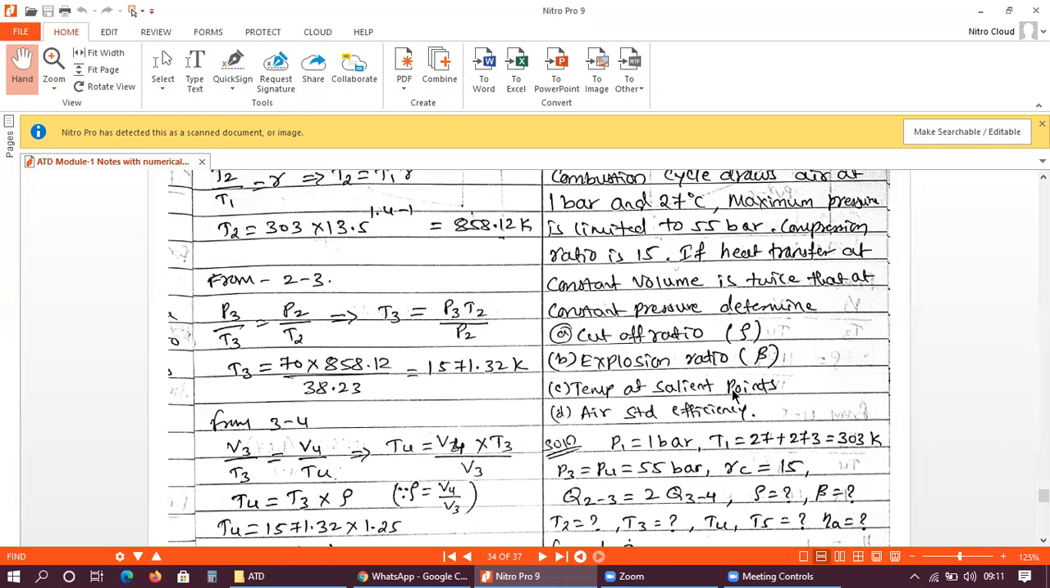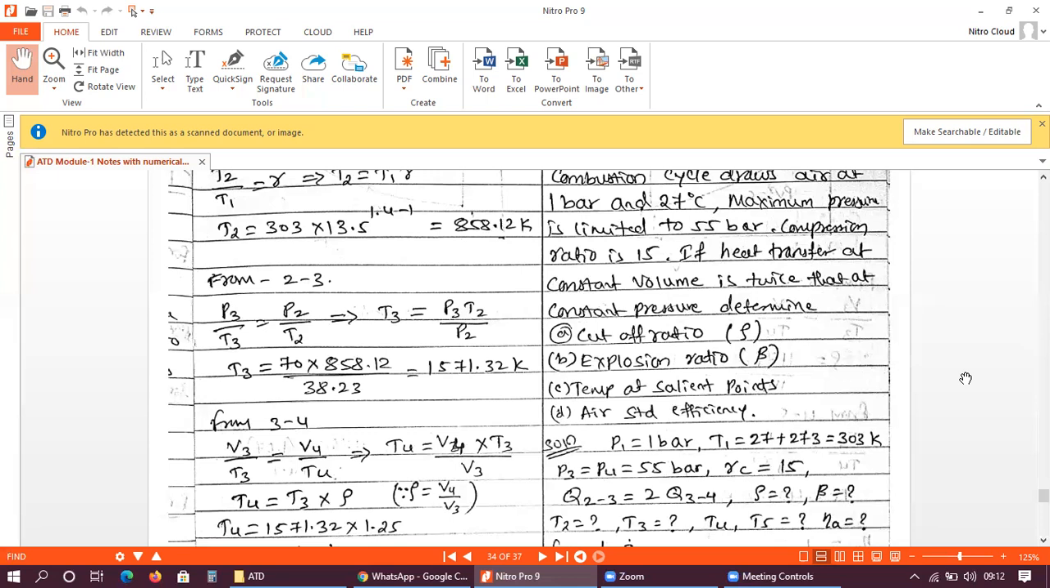If some of the values are given, then let it be. The values which are unknown, those temperature values are to be calculated. In the previous problem, what was asked was to calculate temperature and pressure at the salient points. Along with temperature in the previous problem, pressure was also asked. Then fourth is to determine the air standard efficiency. So air standard efficiency is also to be calculated.